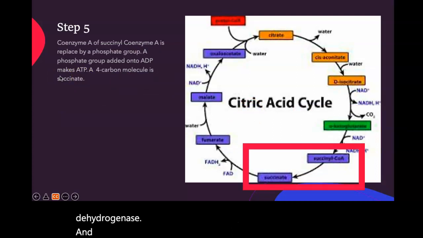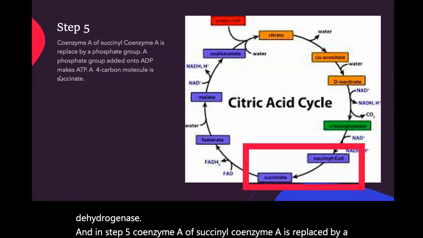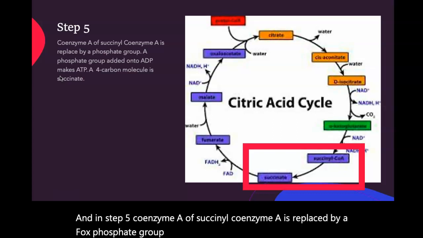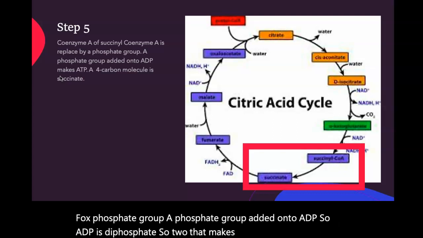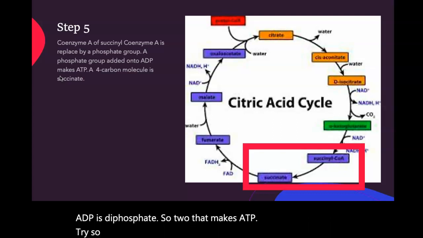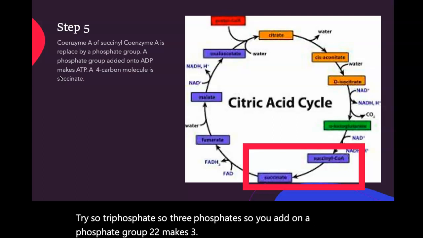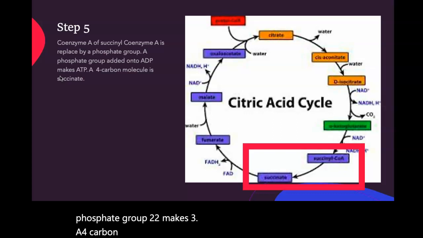And in step 5, coenzyme A of succinyl coenzyme A is replaced by a phosphate group. A phosphate group is added onto ADP, so ADP is diphosphate, so 2. That makes ATP, so triphosphate, so 3 phosphates. So you add on a phosphate group to 2 makes 3. A 4-carbon molecule is succinate.